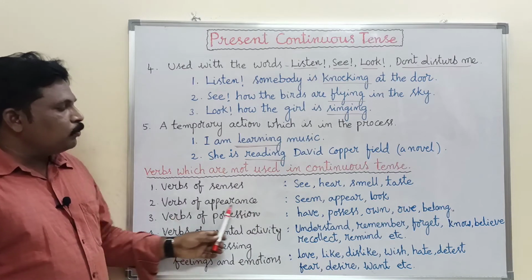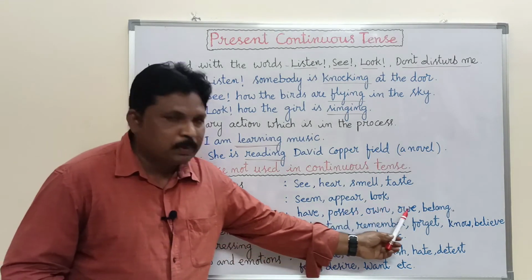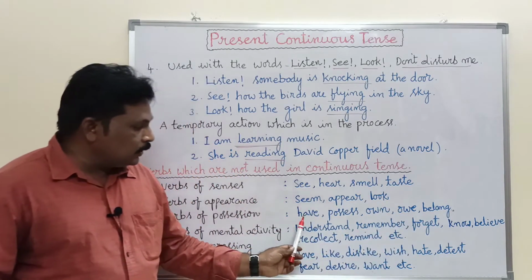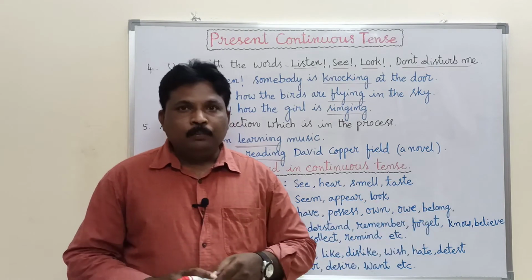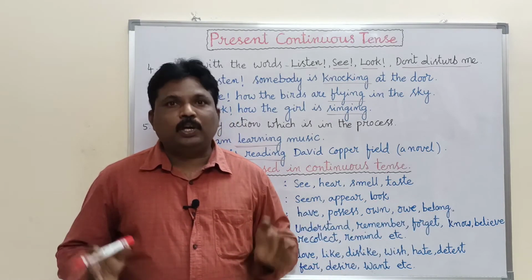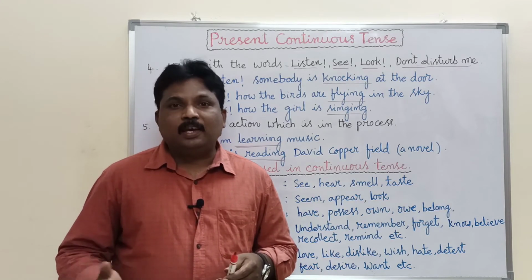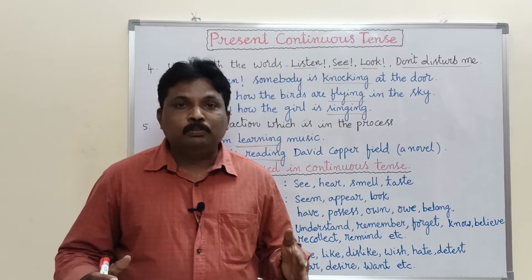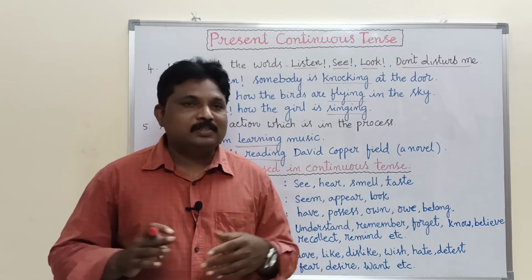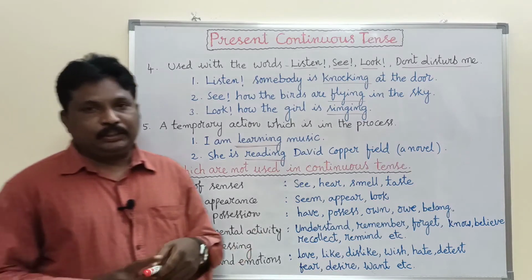Next, verbs of possession. These are the verbs which are used to express one's possession. What are they? Have, possess, own, owe, belong. This house belongs to me. You can say like that. Or I have a car. You can say, but you cannot say I am having a car. This house is belonging to me. These are wrong sentences.